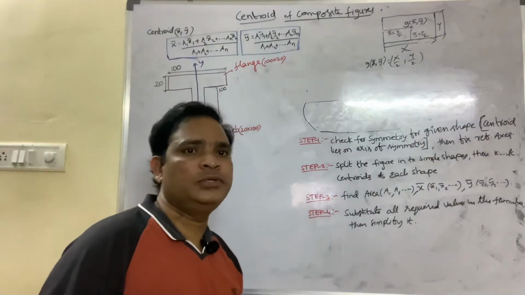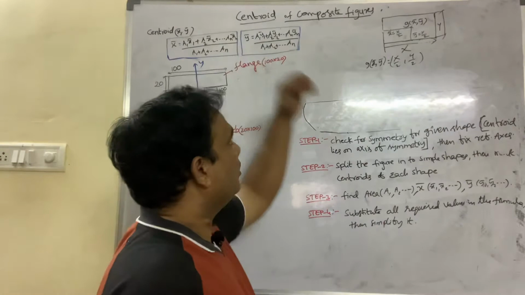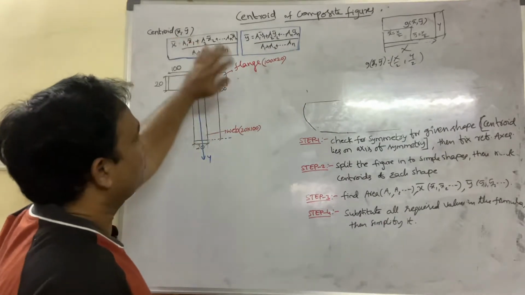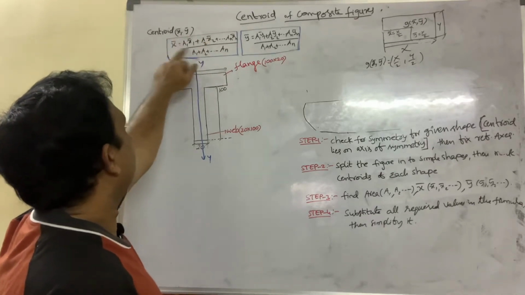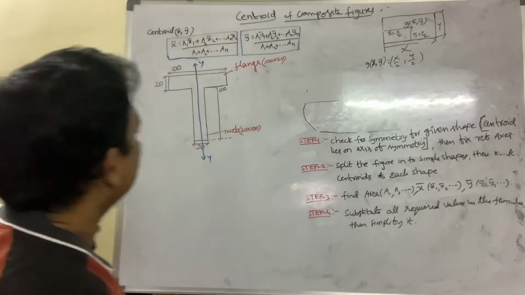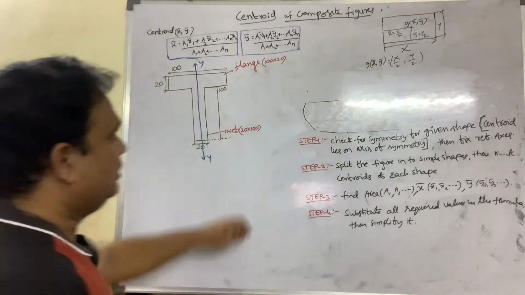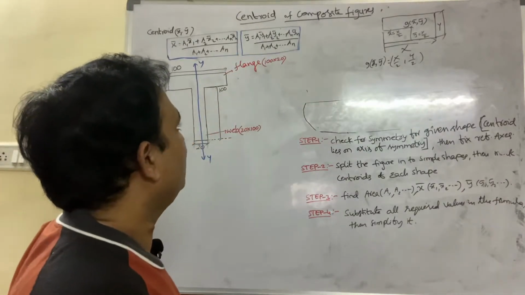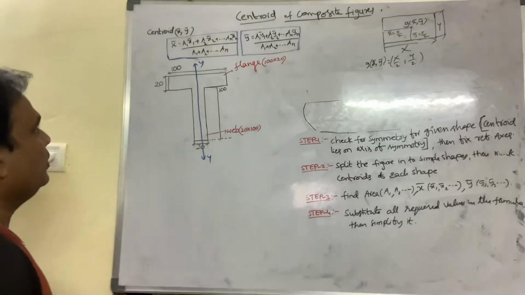Hello everyone, in this video our topic is how to locate the centroid for the given composite figure. And we have the formula of centroid for the composite figure as centroid (x bar, y bar), where x bar is (a1 x1 bar plus a2 x2 bar plus so on up to an xn bar) by (a1 plus a2 plus so on up to an). Similarly, y bar is equal to (a1 y1 bar plus a2 y2 bar plus so on up to an yn bar) by (a1 plus a2 plus so on up to an).